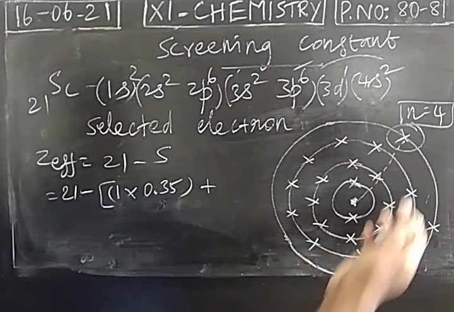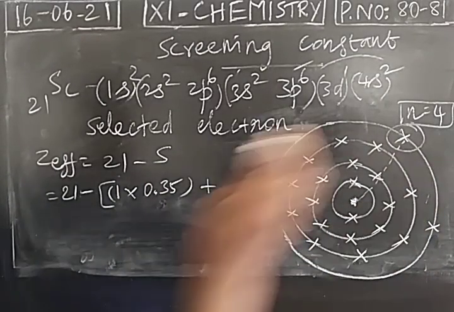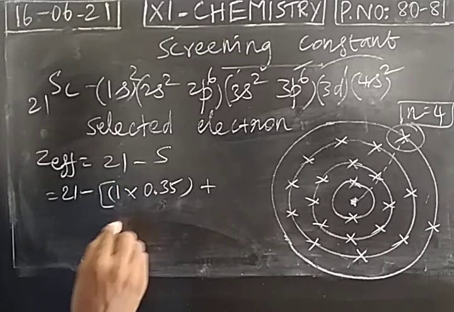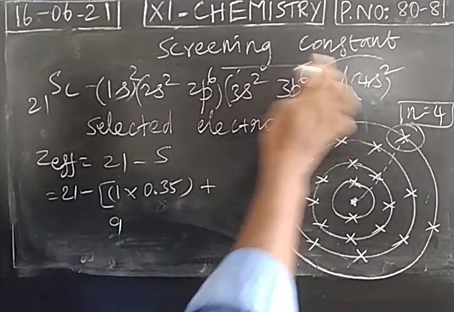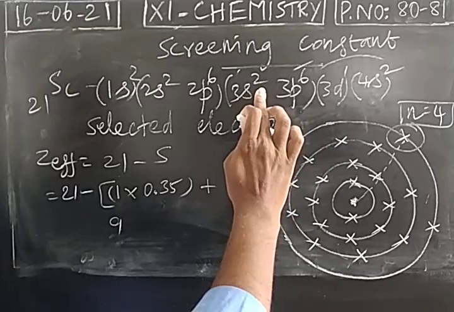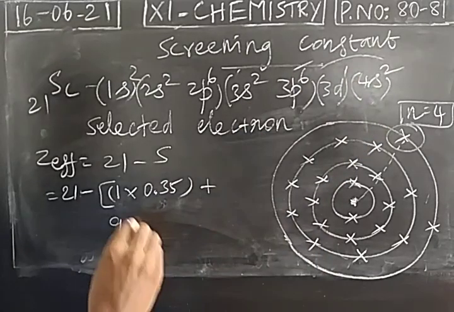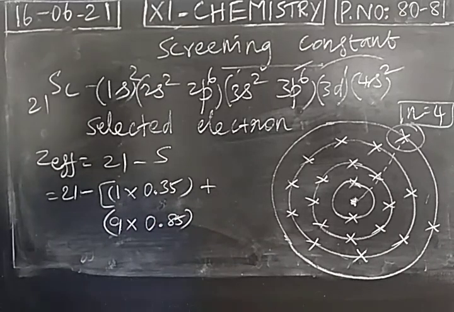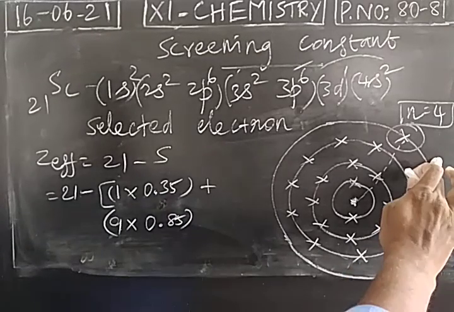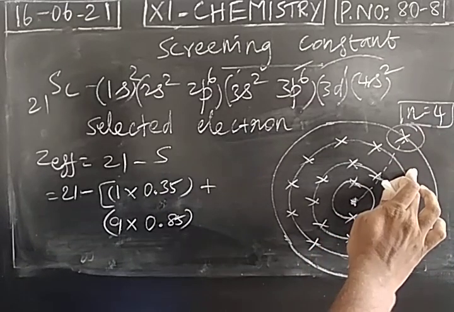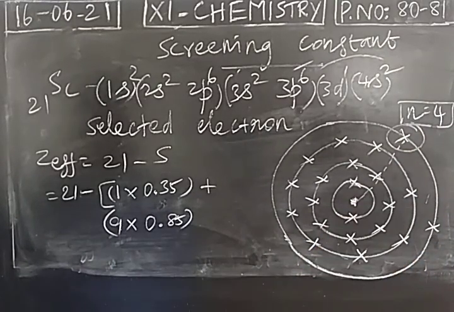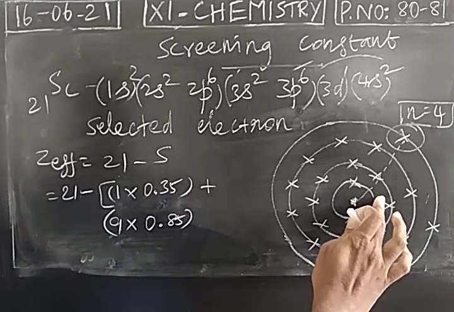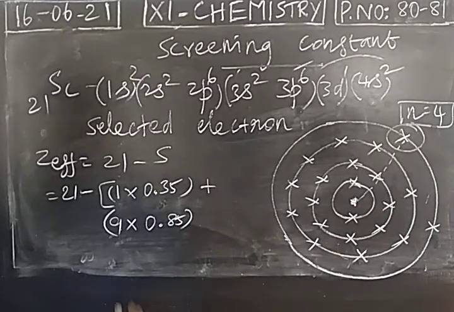Plus n minus 1 cell, that means the third cell. Totally how many electrons present? 9 electrons present. Third cell has totally 9 electrons, 2 plus 6 plus 1, 9 electrons present. Each electron is contributing 0.85 as a value towards screening constant. And we have all other inner electrons, n minus 2, n minus 3 and so on. So fourth cell, n cell, third cell is n minus 1 cell. So first and second cell are inner cells. This is n minus 2, this is n minus 3. How many electrons present here?